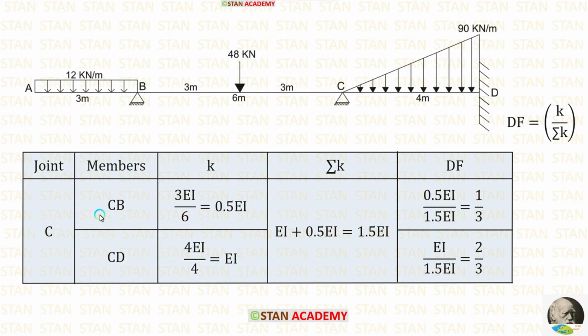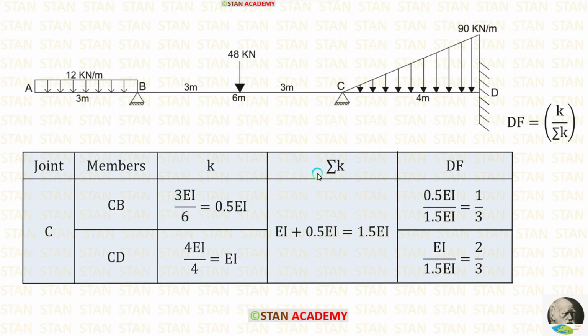When we calculate the stiffness for CB, we must be very careful. We should not consider the point B as continuous because there is only overhanging on the left of B. In this case, we should not consider the point B as continuous. That is why I have applied the formula 3EI upon L.